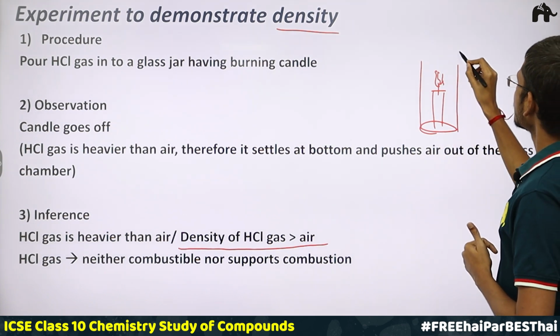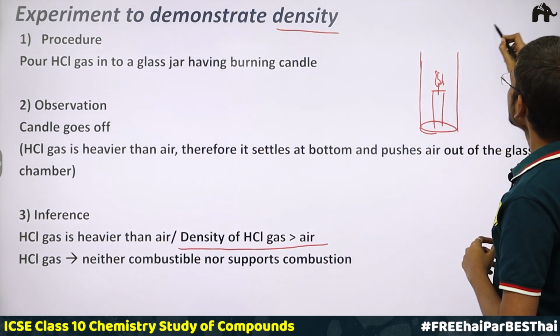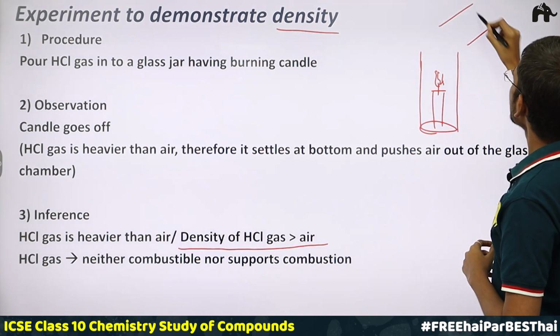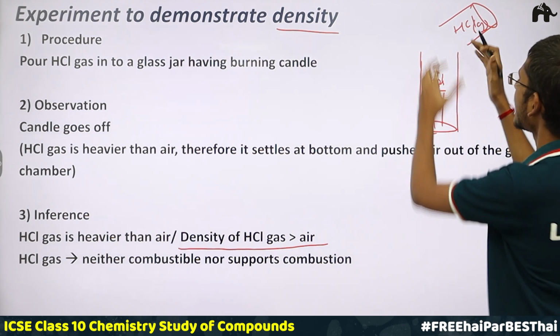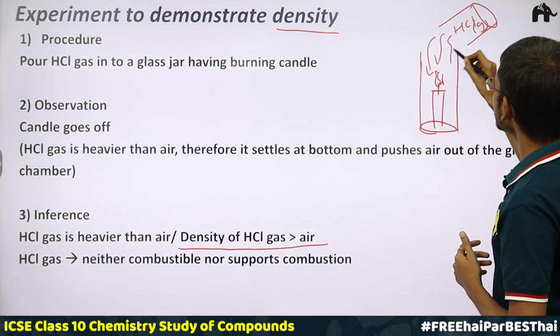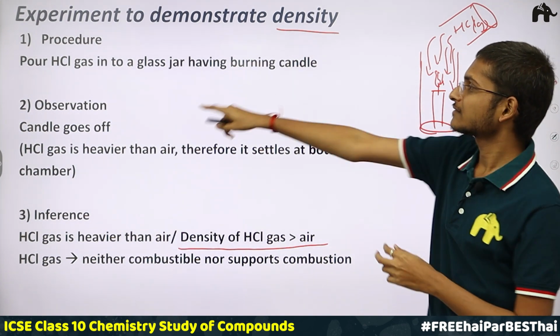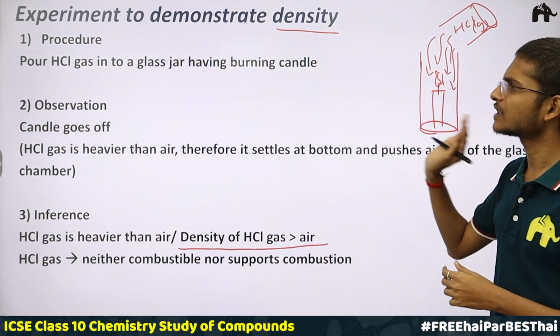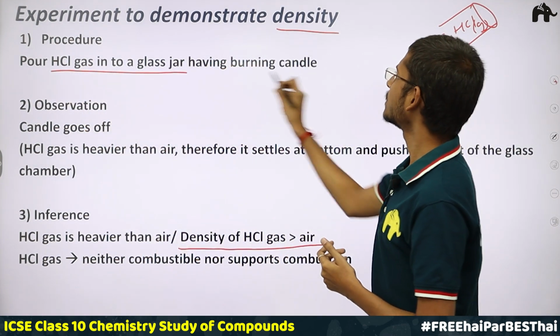After taking a jar and lighting a candle, I'm going to pour HCl gas into this glass jar. So I would allow HCl gas to enter this glass jar. Now what would happen is the observation. This is the simple procedure: pouring HCl gas into the glass jar having a burning candle.